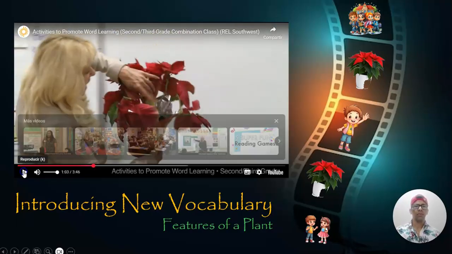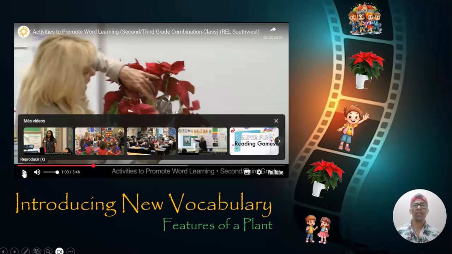Very good. The stem. See, as you can notice, the teacher is asking real questions about this plant. She wants the students to experience through watching what the features of the plant are.